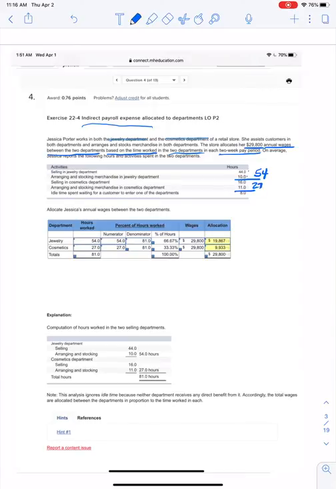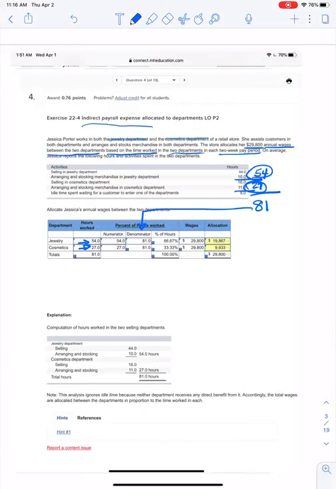There's no way to allocate it between the two departments. So if I take my 54 and my 27, I get 81 hours in total. You'll see this 81 then comes over and becomes my denominator for my percentage of hours worked calculation. So all I'm going to do is drop this 54 straight in here, drop this 27 right there, and that will be my numerator for each of these two percentages.